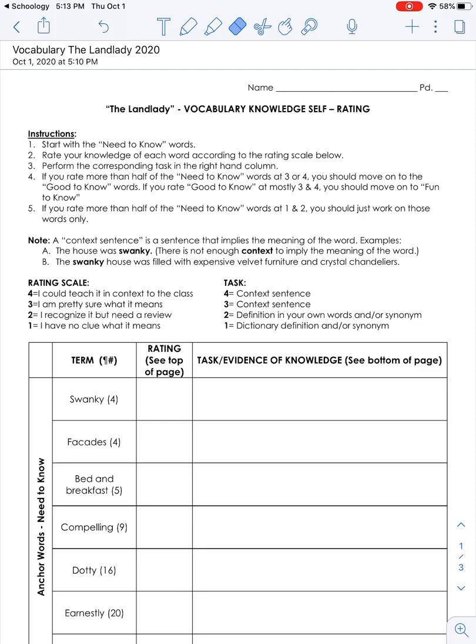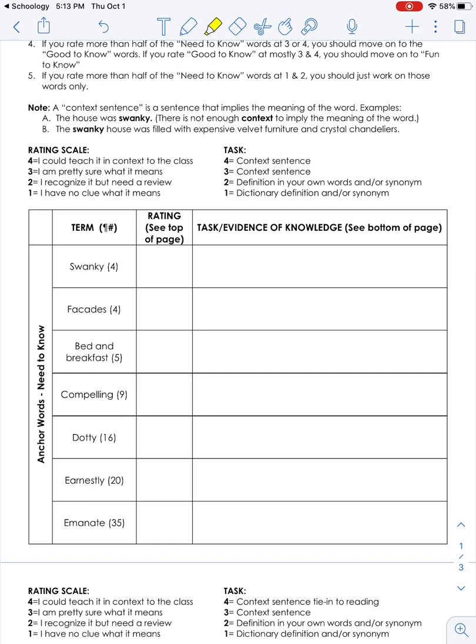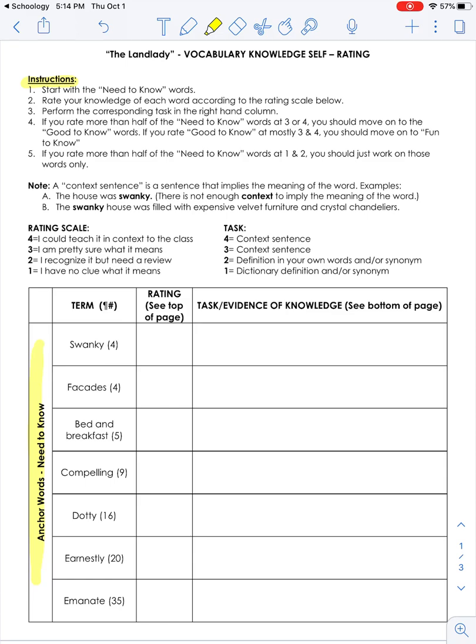So what that means is each student is going to approach the vocabulary differently, and each student will have a different learning experience based on what you already know or based on what kind of challenge you might need. So if you read the instructions up here, it says start with the need to know words. Now, what we want to notice is this first section. These are anchor words or need to know words. So everyone is going to do the need to know words.